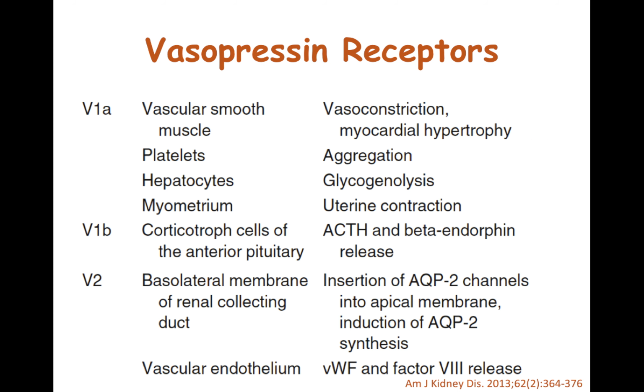Now, there are many vasopressin receptors: V1A, V1B, and V2. Today we will concentrate on the V2 receptors, which are in the collecting duct of the kidney. Remember, they are in the collecting duct of the kidney in the basolateral membrane. These receptors are responsible for insertion of the aquaporin channel so that the water is getting absorbed in your body.